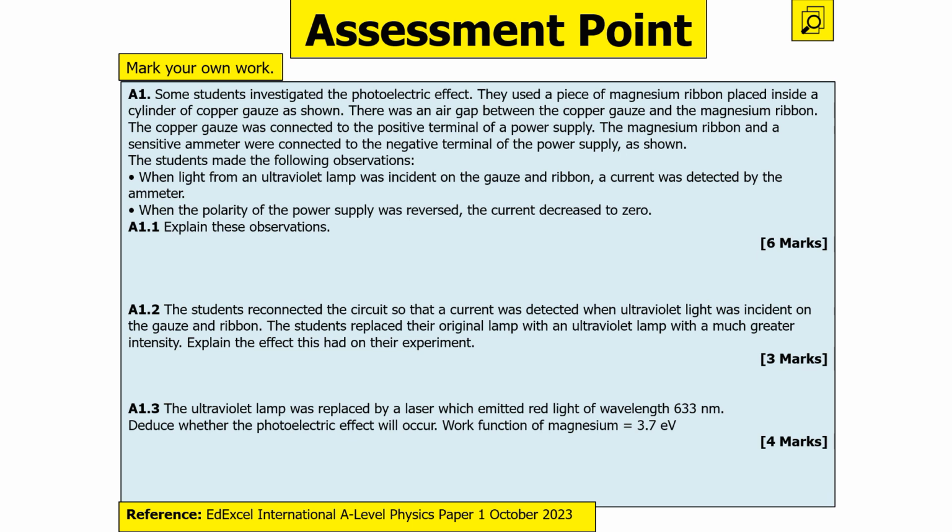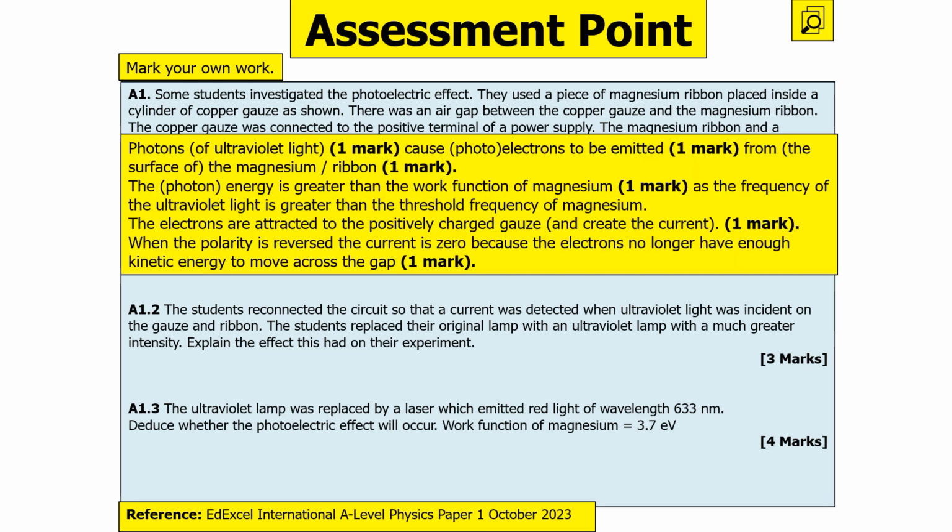Right, in this first one, you'll notice that the photons of the ultraviolet light will cause photoelectrons to be emitted from the surface of the magnesium ribbon. This occurs because the photon energy of the ultraviolet light is greater than the work function of the magnesium, because the frequency of the ultraviolet light, using E equals hf, gives a value of energy greater than the work function. Or you could just say the frequency is greater than the threshold frequency of magnesium. Electrons are always attracted to the positively charged gauze, so they will move and create a current. When the polarity is reversed, the current goes to 0 because the electrons won't have enough kinetic energy to move across the gap, because they're now being repelled by the negative charge on the gauze, so they'll want to stay on the other side.